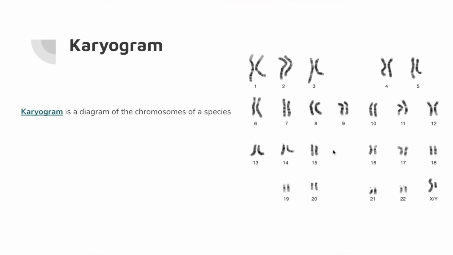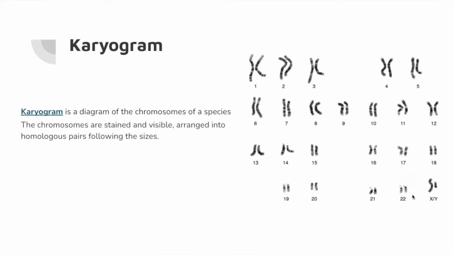So now we move on to karyogram. A karyogram is a diagram of the chromosomes of the species, as we can see here on the right. The chromosomes are stained, so that's why they're visible. They are arranged into their homologous pairs, organized by size, from the longest to the shortest. Here in this karyogram, we have the human karyotype, which consists of 22 pairs of autosomes and one pair of heterosomes. Therefore, we could say that a karyogram shows the karyotype of a specific species.